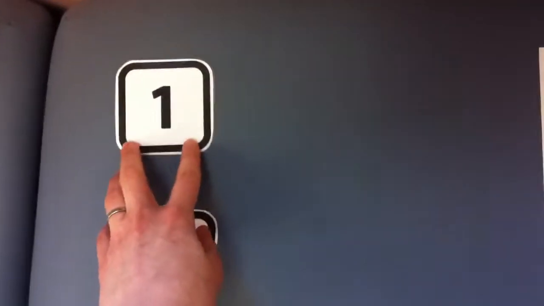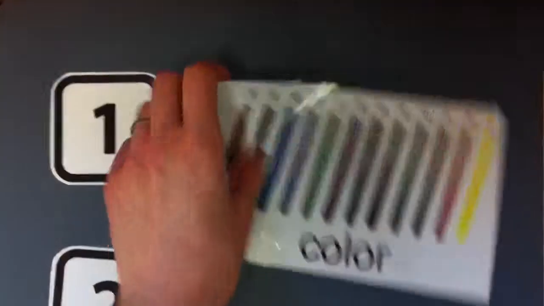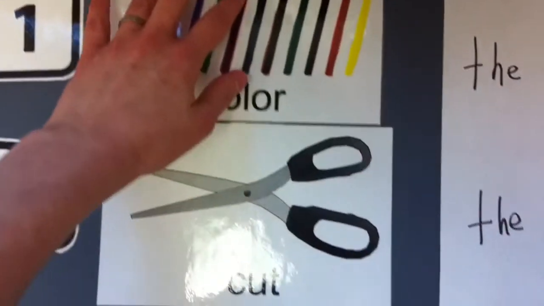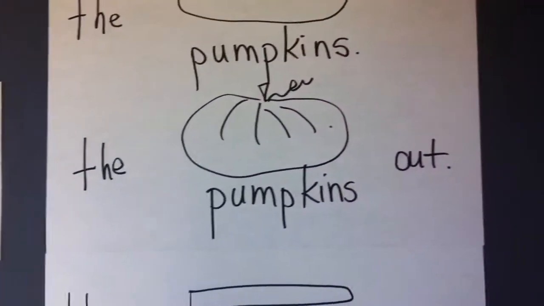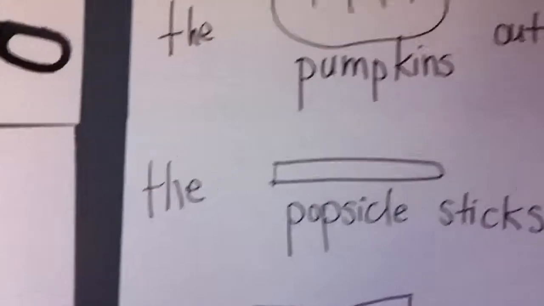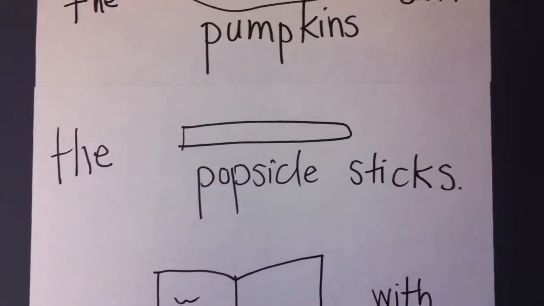So for this activity, the first step would be to color the pumpkins. So I've drawn a pumpkin and I've written that on the board, say. The second step would be to cut the pumpkins out. The third step would be to glue the popsicle sticks.